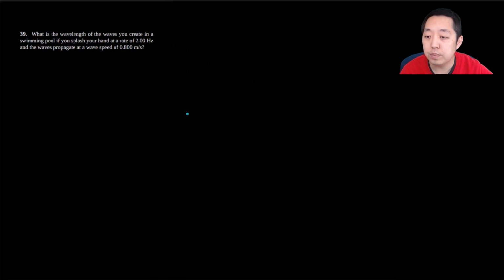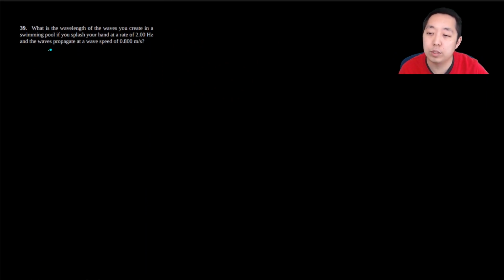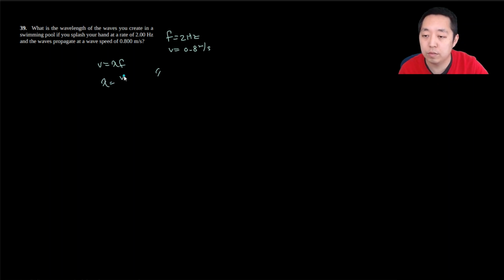So, what is the wavelength of the waves you create in a swimming pool if you splash your hand at a rate of 2 hertz? So the frequency is 2 hertz, and the waves propagate at a speed of 0.8 meters per second. So v is equal to lambda f. That's the way you should always try to remember the equation. And then wavelength is v over f. So that's 0.8 meters per second divided by 2 hertz. Hertz is 1 over seconds, and so these seconds cancel, and I get 0.4 meters, which is the unit of wavelength.